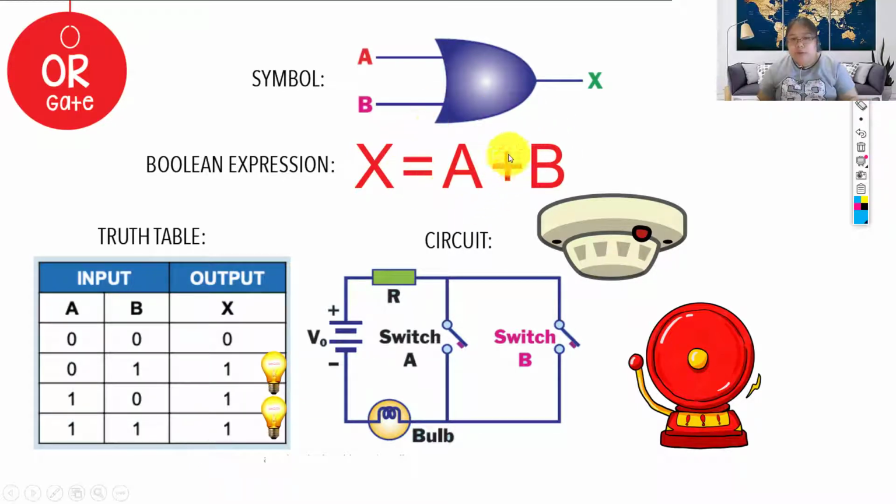From here you can also use the equation. If A, B is 0, 0, that means 0 plus 0, and your output is 0. 0 plus 1, your output is 1. 1 plus 0, your answer is also 1. But 1 plus 1, from here we cannot get the answer 2, because binary numbers just have 0 and 1. So 1 plus 1 is also 1. So this is the truth table for the OR gate.